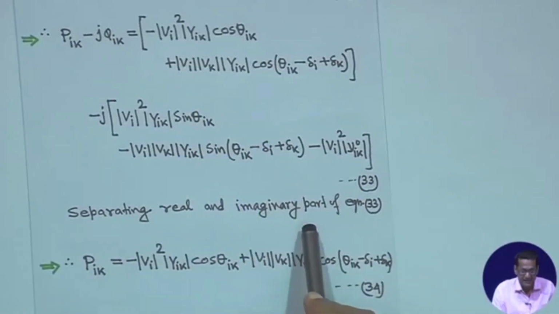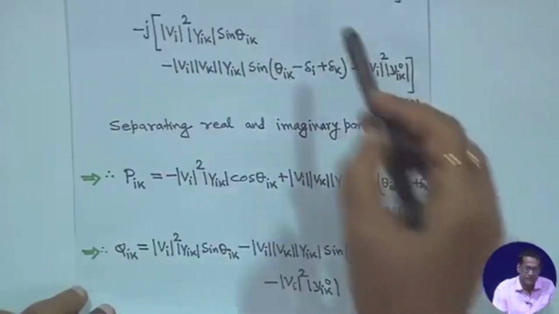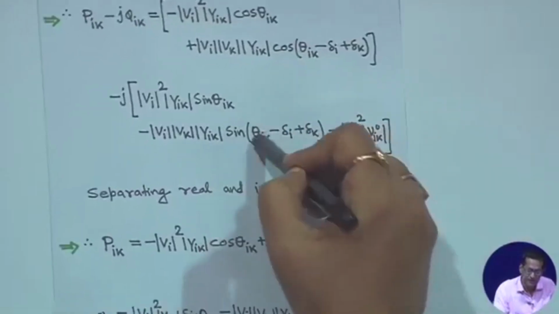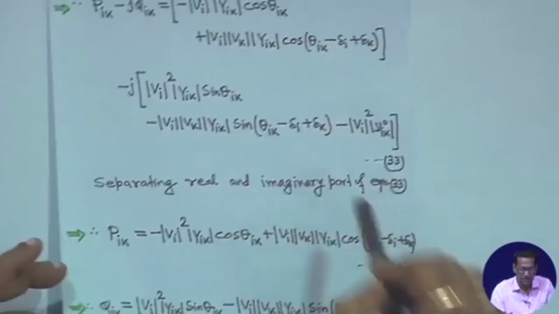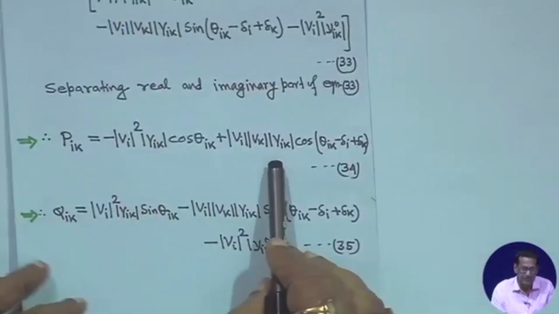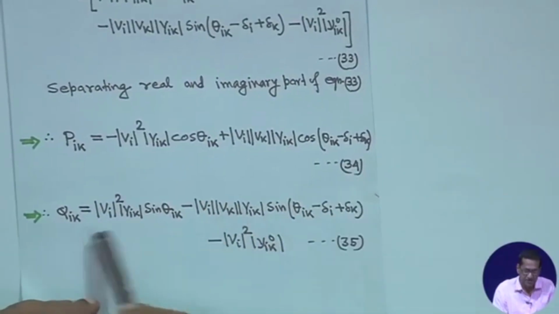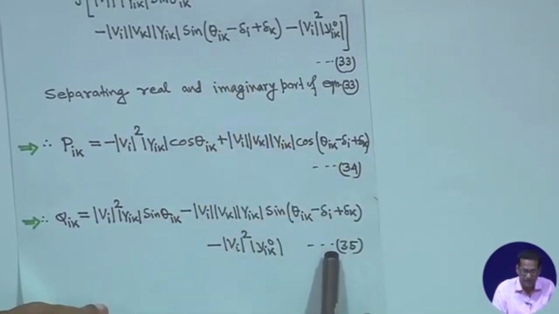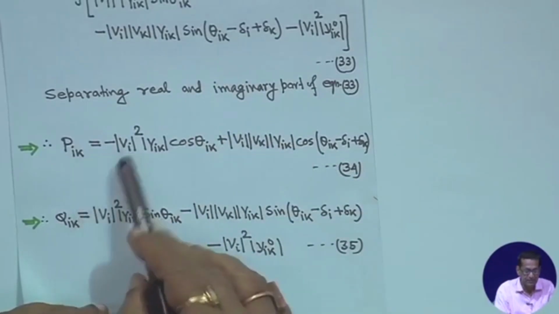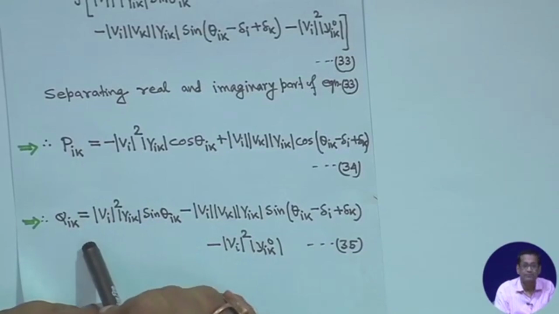Now, you separate real and imaginary parts. If you do so, the real part is your P_ik and the imaginary part will be your Q_ik. So P_ik will be this one, whatever it comes, equation 34, and Q_ik, the imaginary part, is this one. That means this is the real power flow P_ik and this is the reactive power flow from i to k.